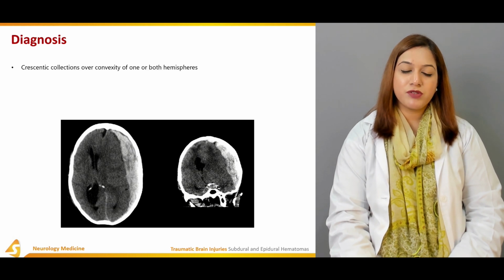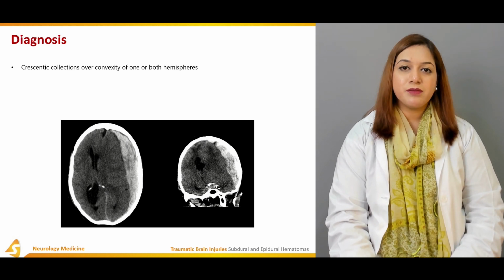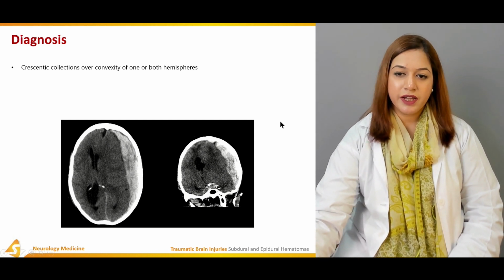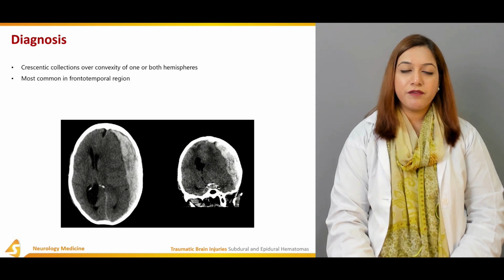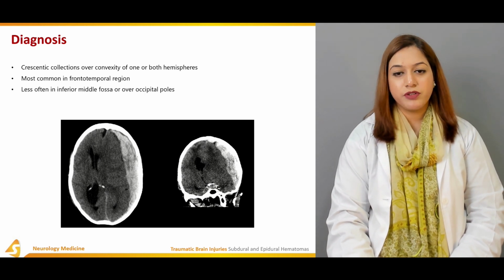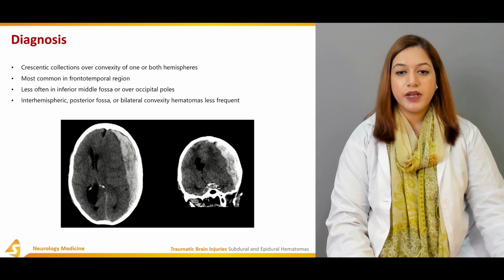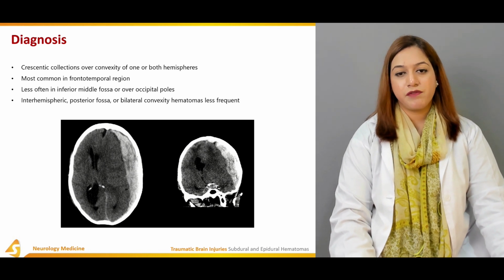How do we diagnose it? An acute subdural hematoma shows crescentic collections over the convexity of one or both hemispheres, as you can see in this diagram. Most commonly, they are found in the frontotemporal region and less often in the inferior middle fossa or over the occipital poles. Interhemispheric, posterior fossa, or bilateral convexity hematomas are less frequent.